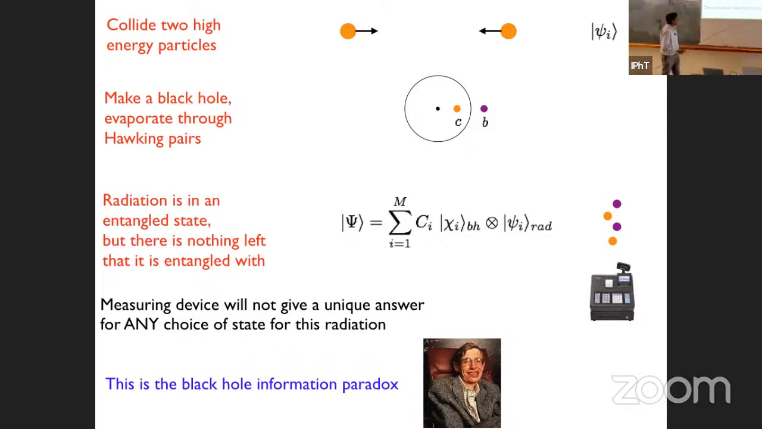And now this time, if you try to make a machine to check what state this is in, you can't get a unique answer 100% of the time. For example, if there are terms in the sum, psi 1 tensor chi 1 plus psi 2 tensor chi 2 and so on, then sometimes if you measure you'll get psi 1, sometimes psi 2, and so on. So this time there's no unique answer. Hawking's point was that if the black hole disappears, we're left with something which doesn't have any state, because no measuring device, given identically produced copies, will each time give the same answer, yes, I'm in this state. So this doesn't actually have a state at all. And that's the information puzzle.